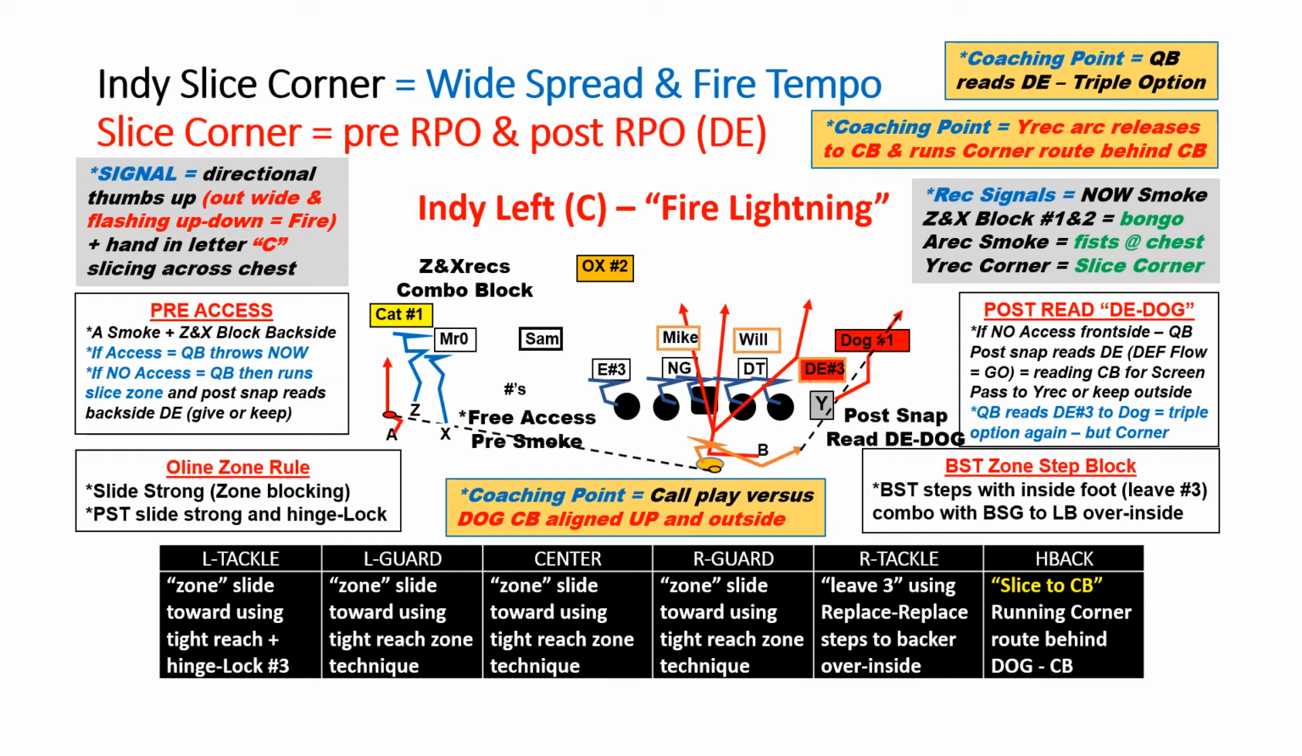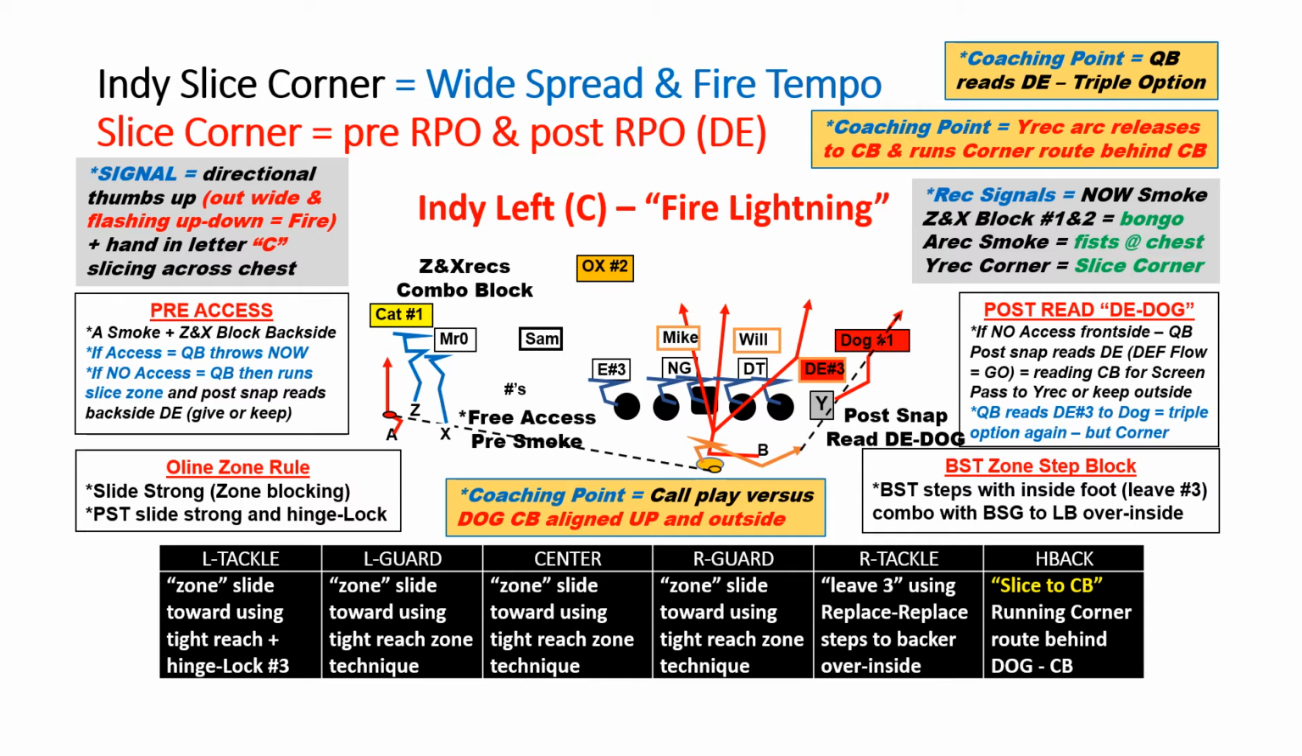Next thing you can do with the Indy split zone concept is do something that Joe Moorhead talked about, the offensive coordinator at Penn State in the 2016-2017 season when they won the Big Ten championship. He always talks about you can block the read key, you can flat them, that's the slip screen, and then you can bluff them, and this is where we do a slice corner.